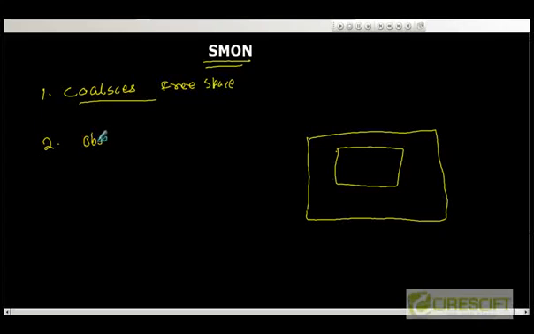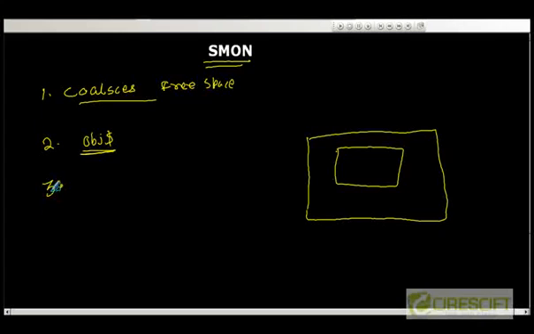Okay, so number two: whenever we delete, there are very low-level system tables, like obj$. This low-level table contains all those things, but whenever you delete, it may not happen that the things get deleted in the low-level tables. It may happen that the low-level tables still contain those rows. SMON is going to clean those things.